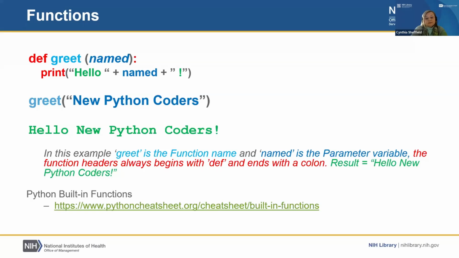And then in a couple of months, I could change the value of the parameter name to equal the character string experienced Python coders. The URL will take you to a list of a lot of functions already built within Python. So be sure to view that after class.